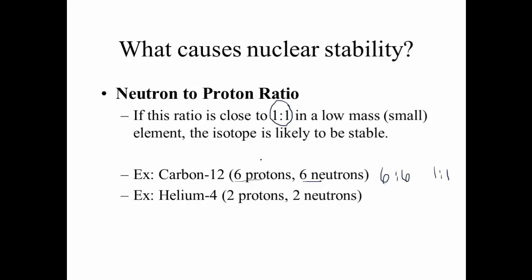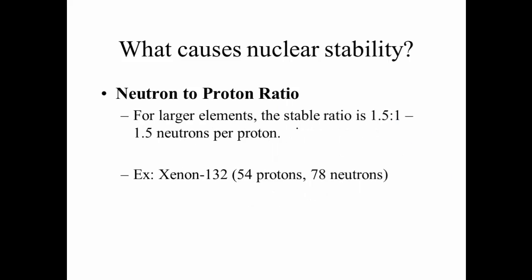If you have carbon 14, which has 6 protons and 8 neutrons, that is not a 1 ratio. That would be a 4 to 3 ratio, or 1.33 if you put it in decimal form. That's an unstable isotope of carbon, so it's going to undergo some sort of change to become stable. Helium-4 is 2 and 2, so that's another example of a stable ratio.